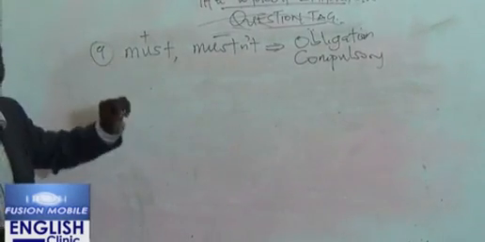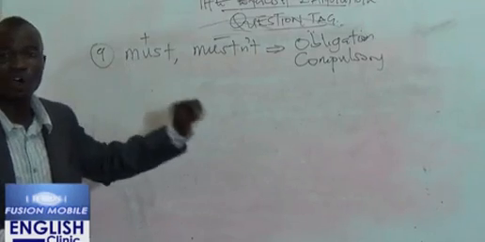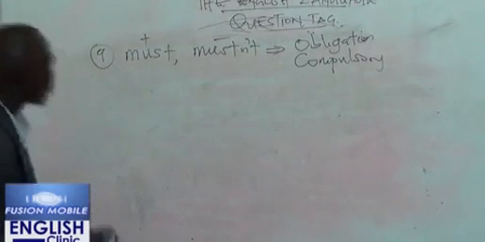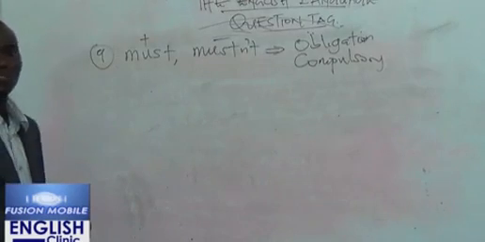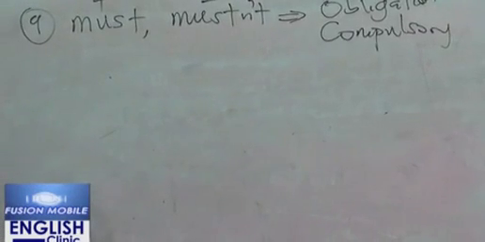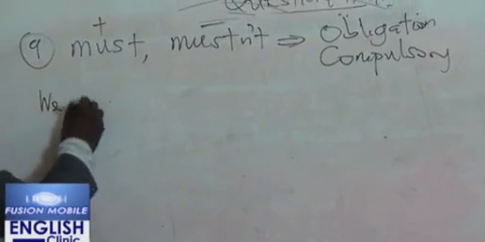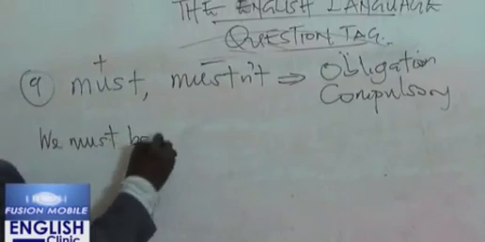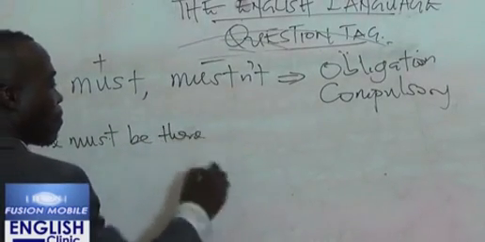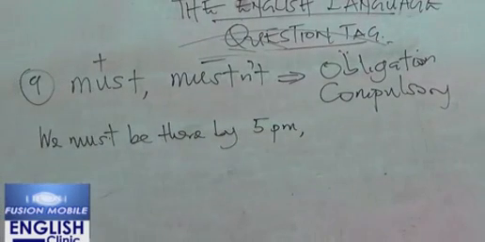Mustn't. I will say that again. The opposite of must is not necessarily what? Mustn't. So, when I have a sentence which has must, which expresses obligation, if I want to show that something is not compulsory, what do I do? Look at this sentence. We must be there by 5 p.m.